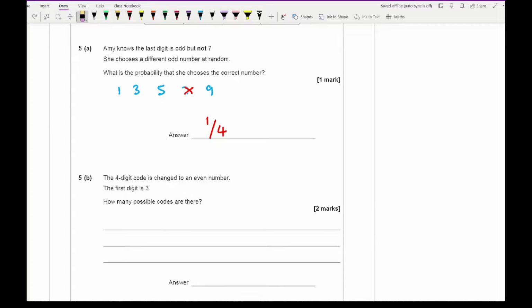Now moving on to question B, it says the 4-digit code is changed to an even number. The first digit is 3. How many possible codes are there? If it is an even number, it means it's going to end in either 0, 2, 4, 6 or 8. So for the second number, there are 10 possible numbers. There are 10 possible numbers that the third digit could be, and only 5 possible numbers that the last digit could be. So 10 times 10 times 5 gives me an answer of 500.